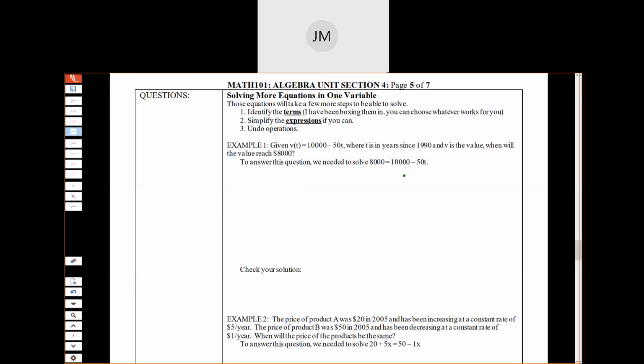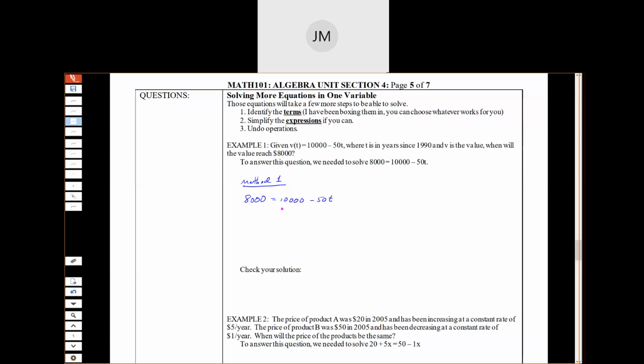So what we can do, let's look at two different ways to solve it. So method one, we're just going to use equivalent equations. I'm going to start with 8,000 equals 10,000 minus 50t. And I want to just use my equivalent equations to find out what t is. So I have stuff added and multiplied by t. I want to get rid of it all.